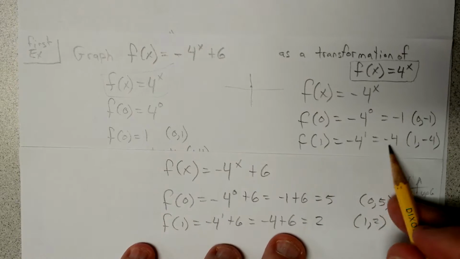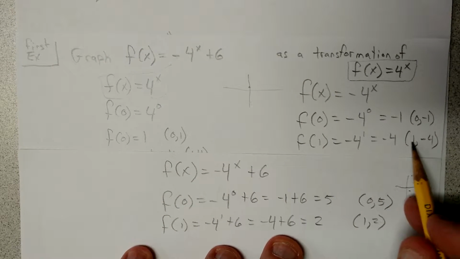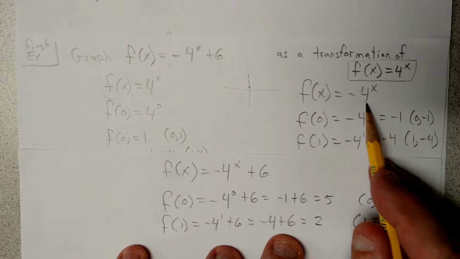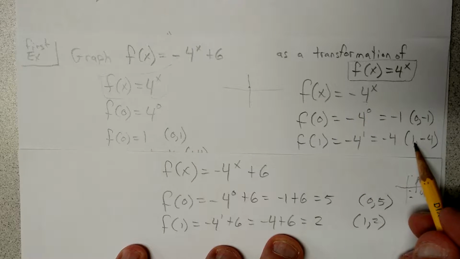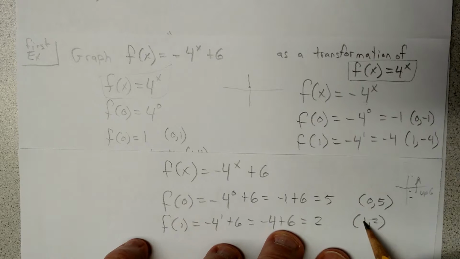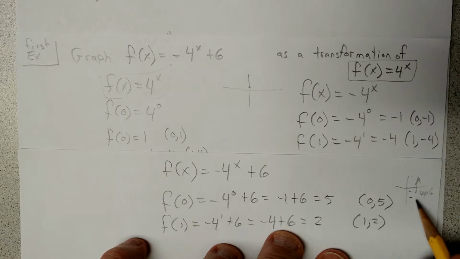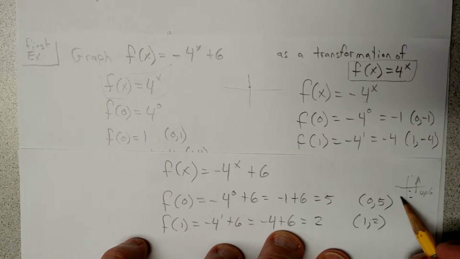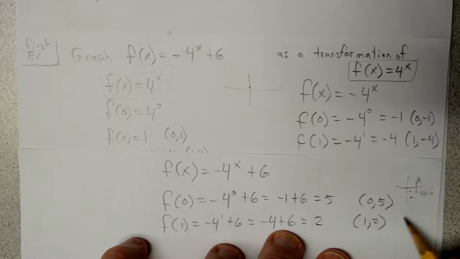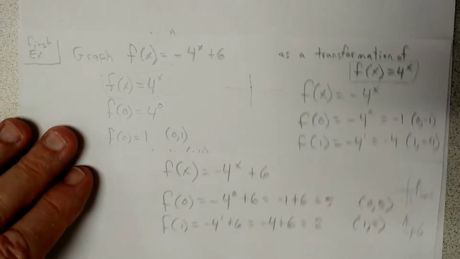Okay. Now look, what happened at 1? In this function, at 1 it was (1, negative 4). Now it's (1, 2). Oh, so it goes from negative 4 up to 2. Once again, it's going up 6. Okay, so we see a pattern here.